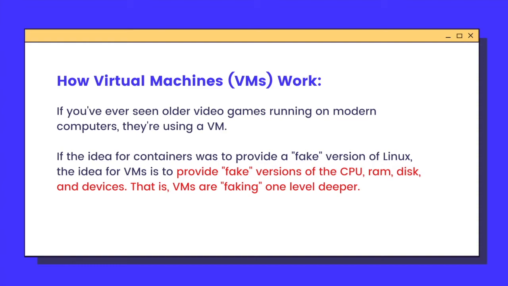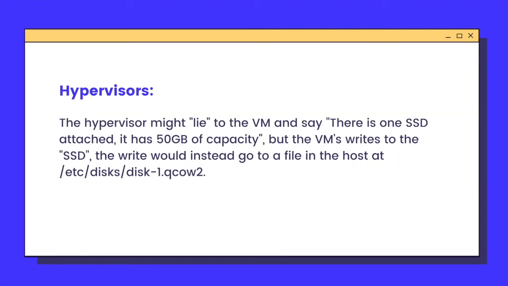The idea for VMs is to produce fake versions one level below that. So produce fake versions of the CPU, RAM, disk, and devices. The VM equivalent of Docker is called a hypervisor. It's the program which is in charge of creating the VMs. So when a VM is running something, it corresponds to an instance of the hypervisor within Linux.